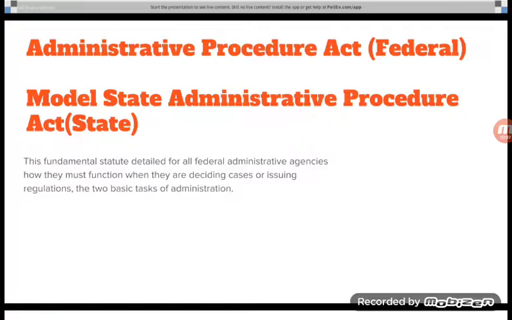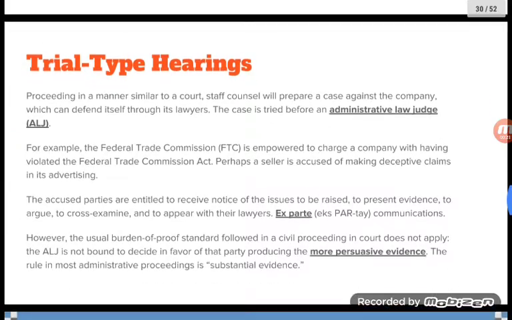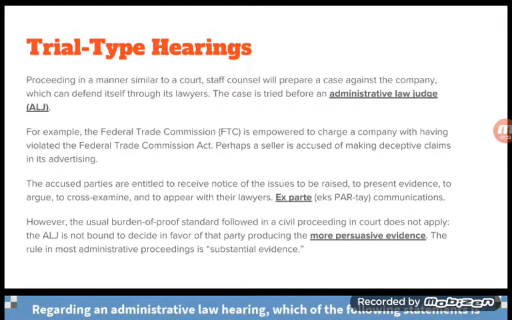Administrative Procedure Act, Federal Model State Administrative Procedure Act, State. These are detailed statutes regarding how administrative agencies must function when they are deciding cases or issuing regulations, the two basic tasks of administration. Trial type hearings proceedings happen inside of administrative agencies similar to how they would in court. The case is tried before an administrative law judge, an ALJ.